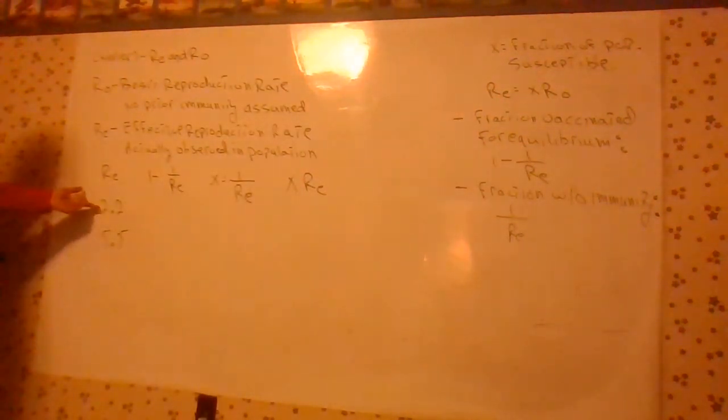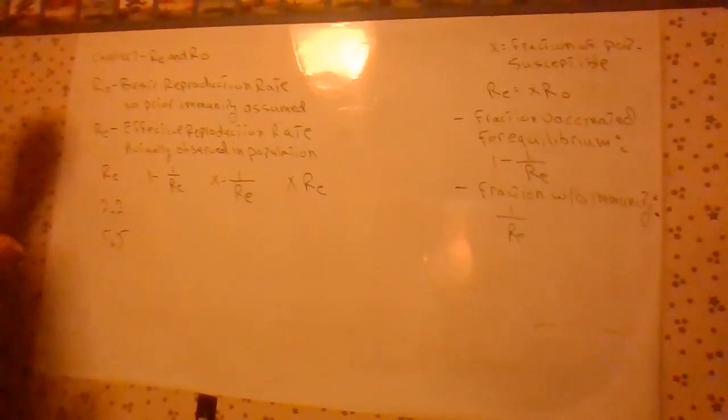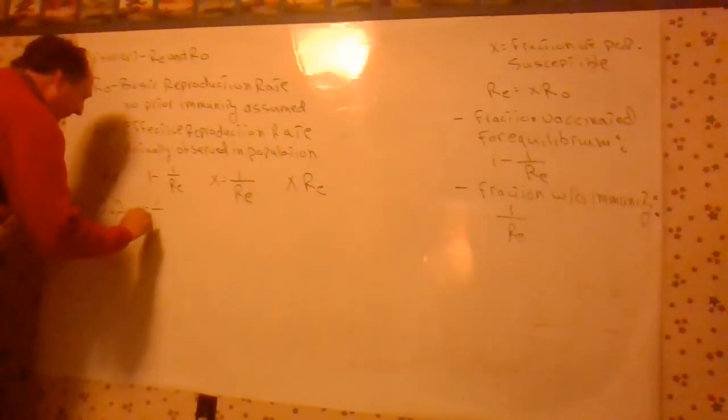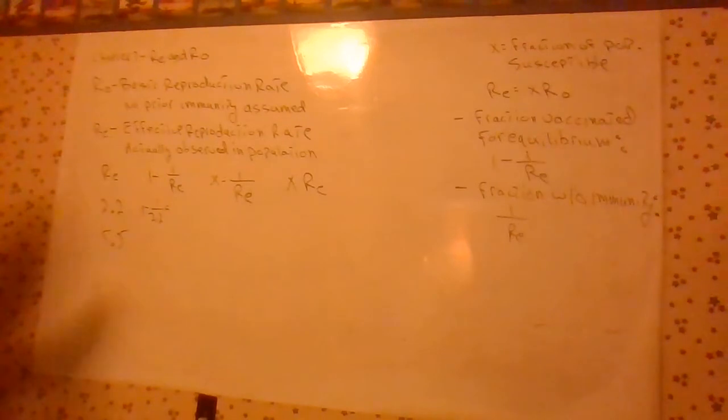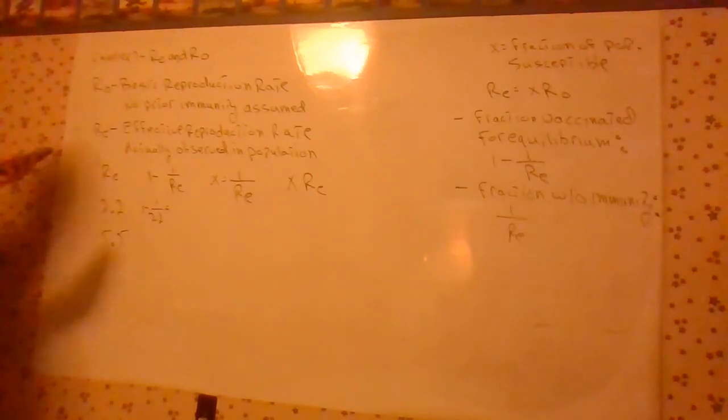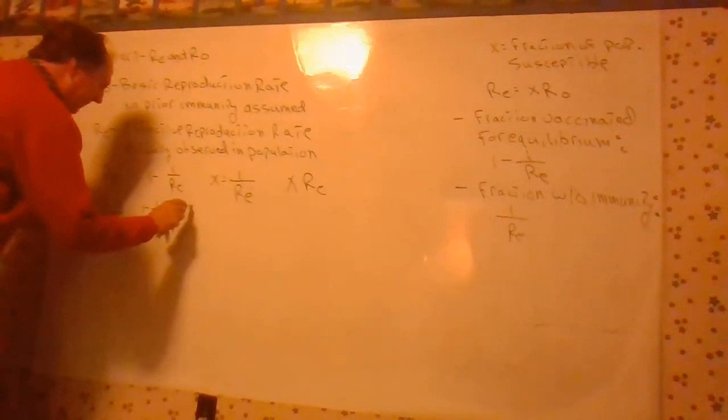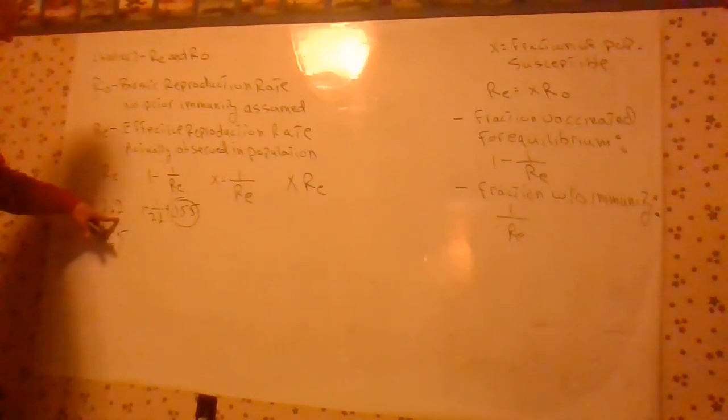Here's a simple calculation. Let's suppose RE is 2.2. That was an initial estimate for COVID. Then 1 minus 1 over RE is 1 minus 1 over 2.2, which is equal. Let me get my calculator out. 1 divided by 2.2 equals, and we get roughly 0.55. So if the effective reproduction number was 2.2, we'd have to vaccinate 55% of the population.